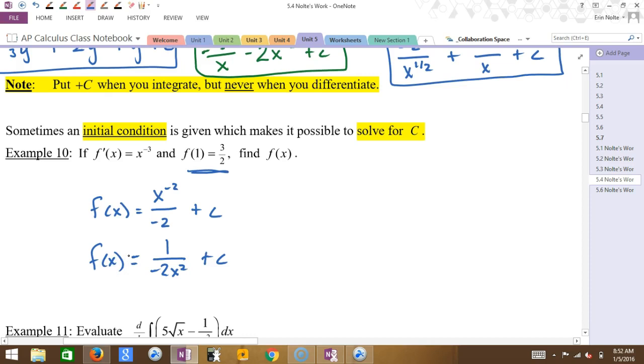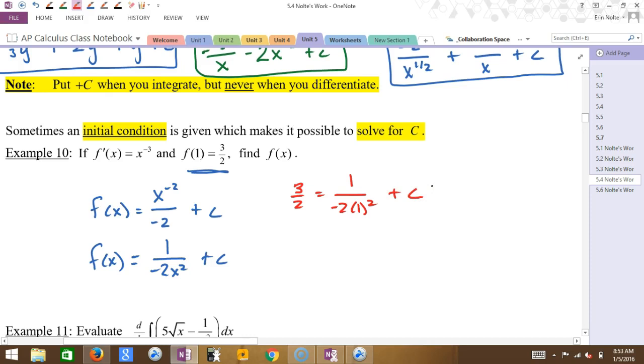Okay, so now if that's my integral, I can use that initial condition, f of 1 is equal to 3 halves. What is the 1 and what is the 3 halves? The x and the y, okay? So my 3 halves is my y, so I would say 3 halves is equal to, and I'm going to plug the 1 into the x. And now I can solve for the c.